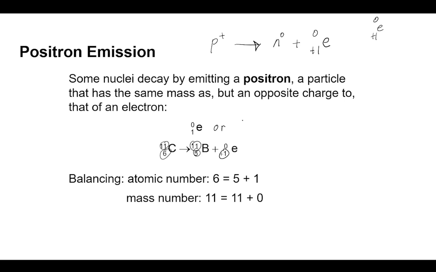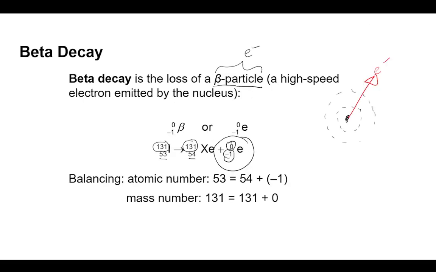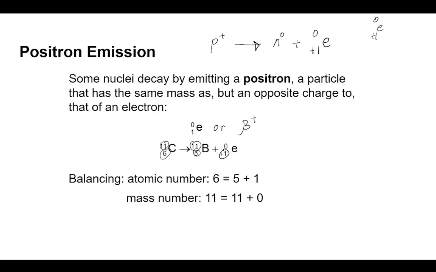You'll perhaps sometimes see this written as beta plus, right? Just to sort of have symmetry with our beta decay, where we were emitting an electron. You could have positron, where it's beta plus instead. So sometimes it'll be written as that, but most of the time it's going to look like this for your positron.